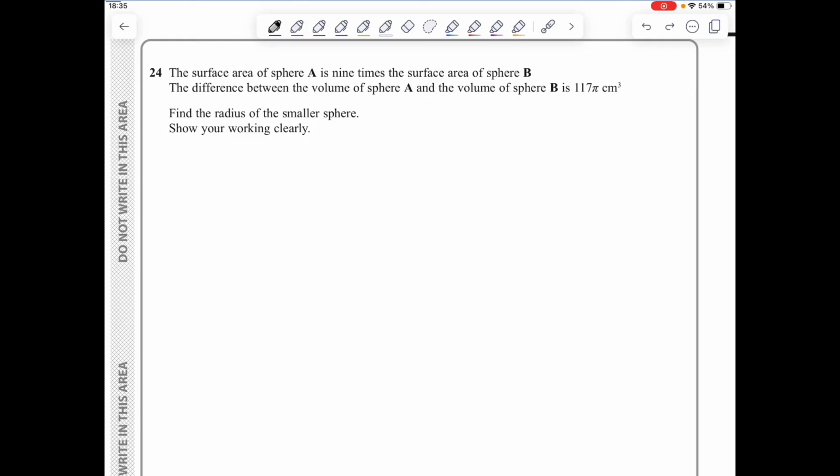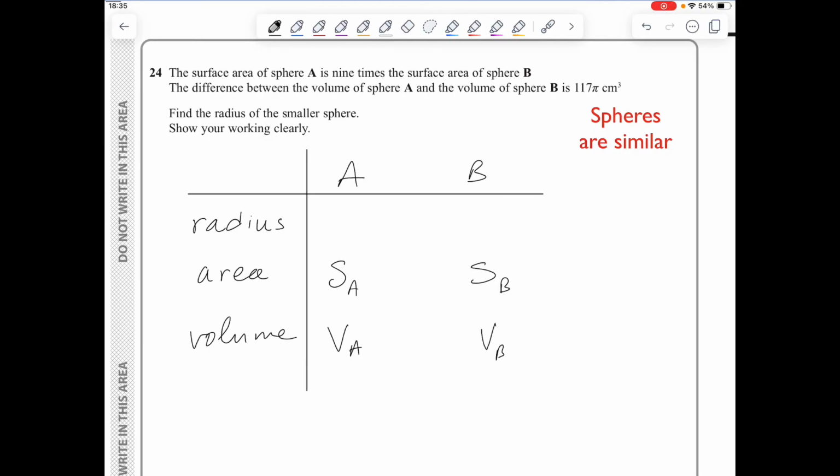In question 24, notice that I have to do with spheres, and spheres are always similar. Therefore, I will use the methods I use whenever I have similar shapes. And whenever I have similar shapes, I always start by creating a table. Now, from the information I'm given, A is the larger sphere and B is the smaller sphere. So I will let K be the scale factor going from B to A. And for the area, the scale factor is K squared. And for the volume, the scale factor is K to the power of 3.